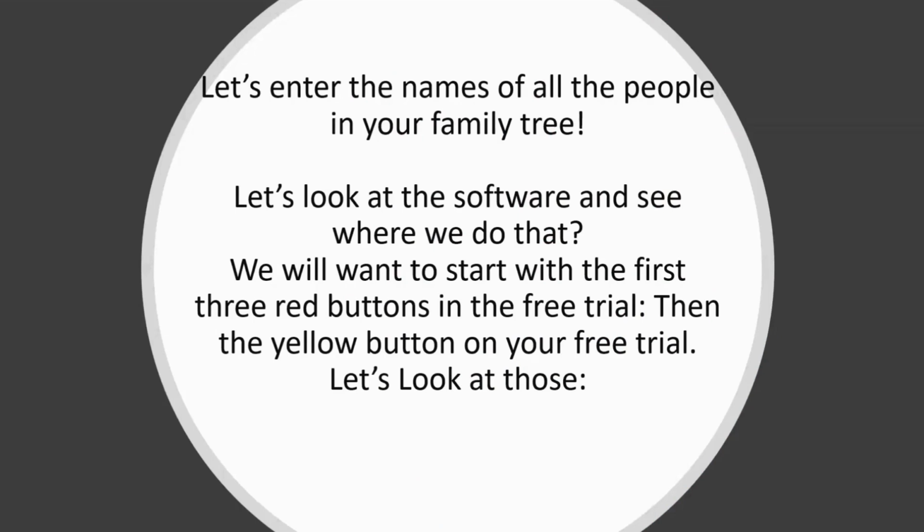Now I'm looking at the family tree and I'm talking to my client on the free trial. I'm just going to look at them and say, hey, let's enter the names of all the people in your family tree. Let's look at the software and see where we do that. We'll want to start with the first three red buttons in the free trial. See, they're looking at the free trial. And those buttons are up and down on the right-hand side of the page.